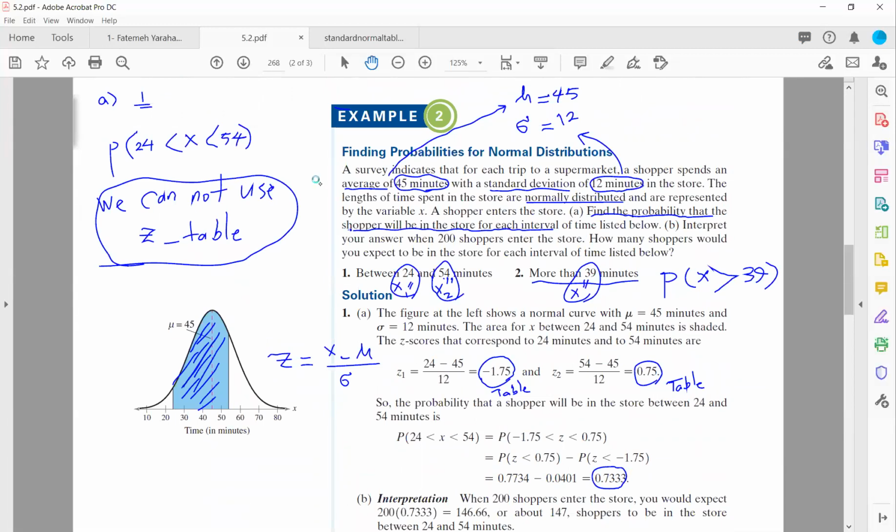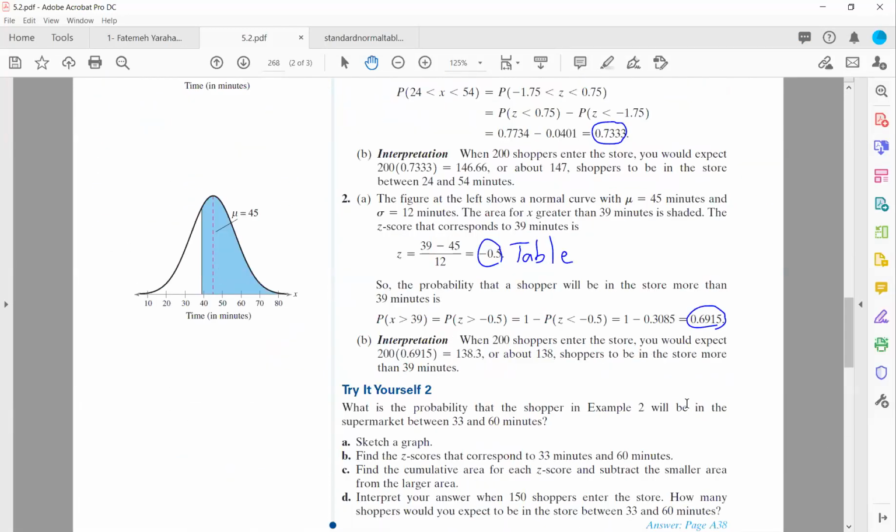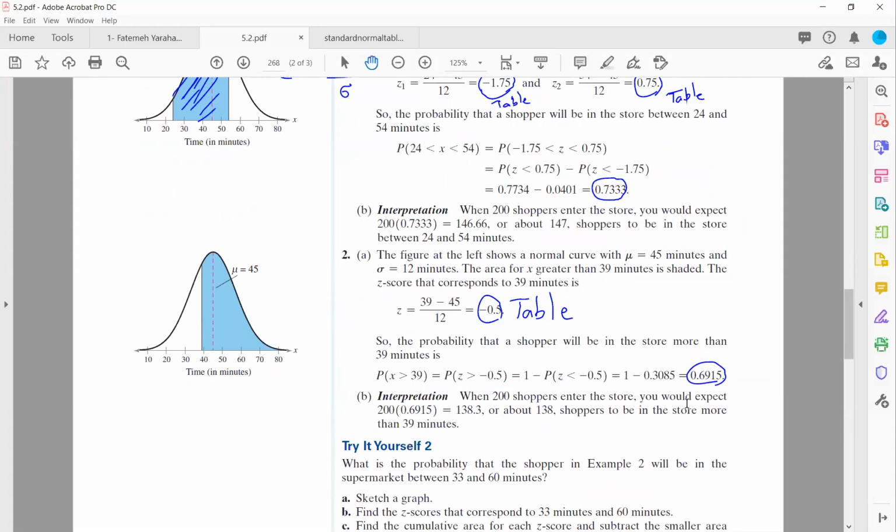So here you have 200. The calculations for these probabilities are just for 1%. So if you have 200 shoppers, you multiply 200 by the probability, which is now almost 70%. If you multiply them, you get 128 people.